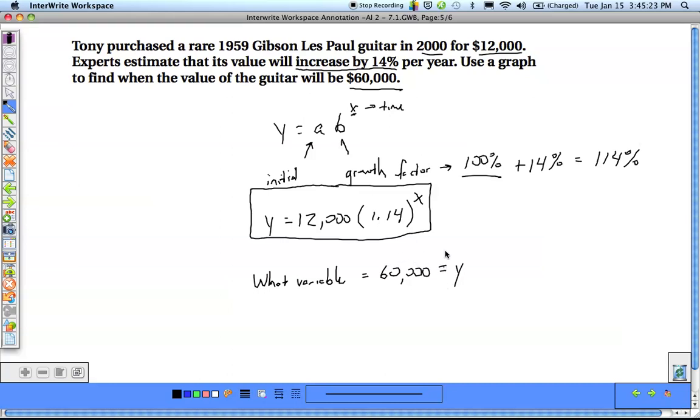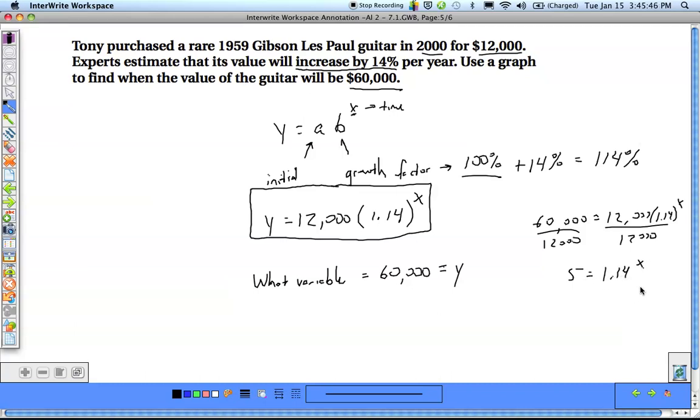Now, what you may think is we're going to plug this y into this equation and say that 60,000 equals 12,000 times 1.14 raised to the x. We get rid of that 12,000 by dividing by it, and we get 5 equals 1.14 raised to the x.